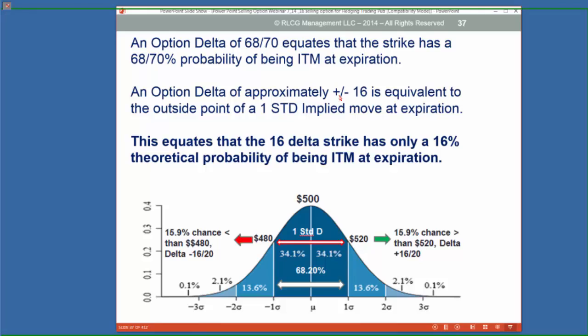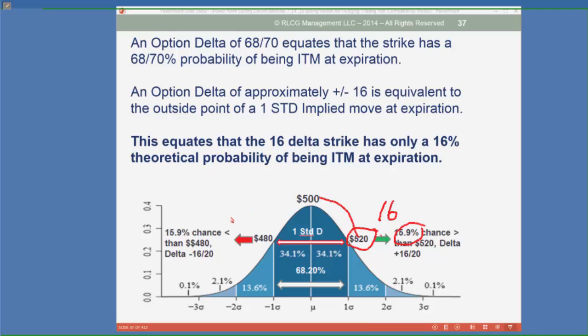So if you look at this bell curve again, this outside point right here, 520, is that 15.9% area. So for Google in this example, the probability it'll be at 520 at expiration is about 16%. So this will have a 16 delta when you look at your option platform. So that would be a 16 delta, and this would be a 16 delta over here. So if you're buying these strikes at 480, you can tell yourself, well, I've got a 16% chance that Google can be there by expiration.